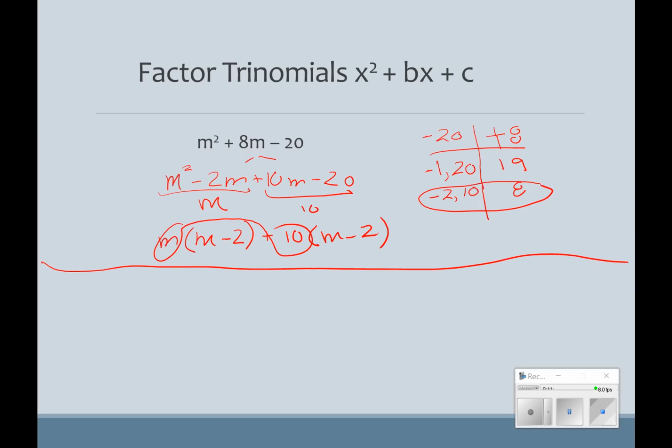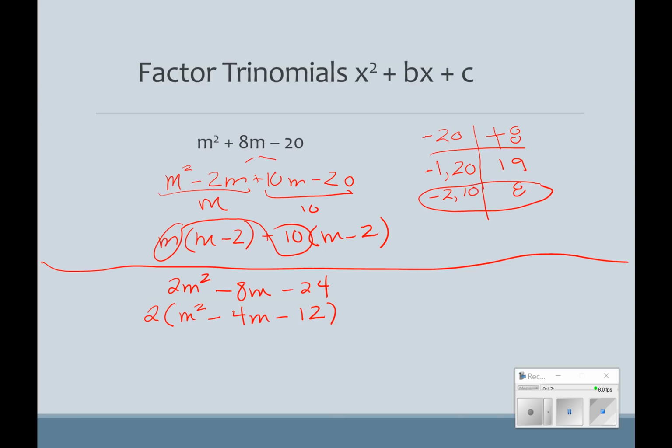Okay. If we have the trinomial 2m squared plus 8m, actually let's go minus 8m, minus 24. Okay. Notice that all of my numbers are divisible by 2. So I'm going to factor out my greatest common factor first, just like we did when we did factor by grouping. So everything's divisible by 2. I get m squared minus 4m minus 12.